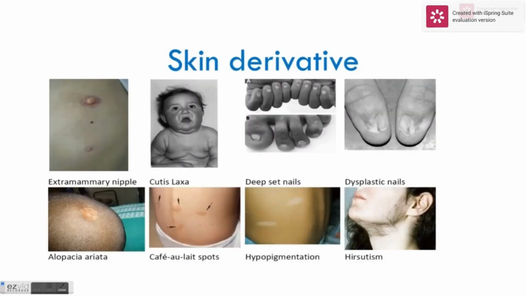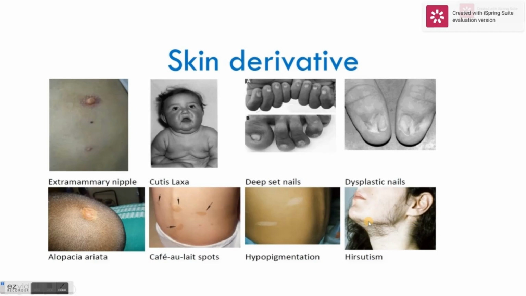For example, here you can see redundant skin, hypoplastic nails, or deep set nails. This is dysplastic nail. Abnormal pigmentation can lead you to diagnose hypopigmentation, hyperpigmentation, cutis, alopecia, hirsutism.